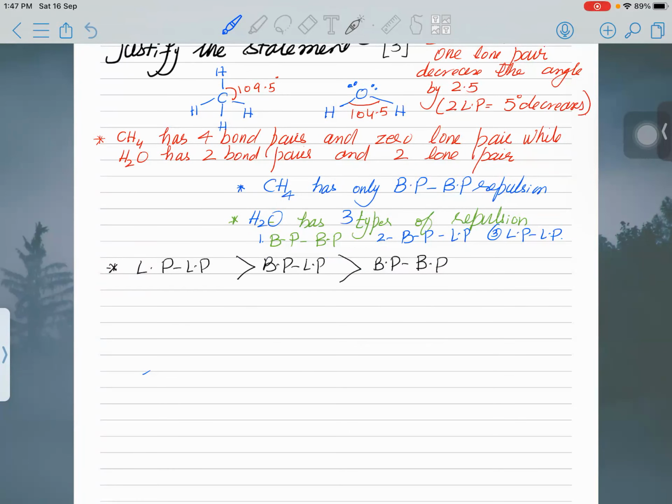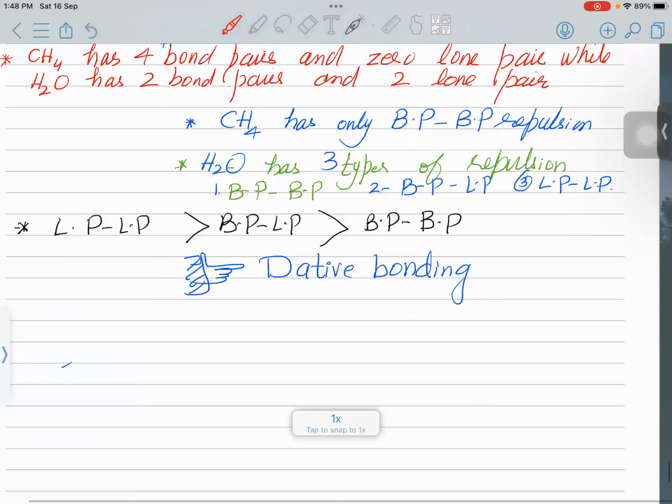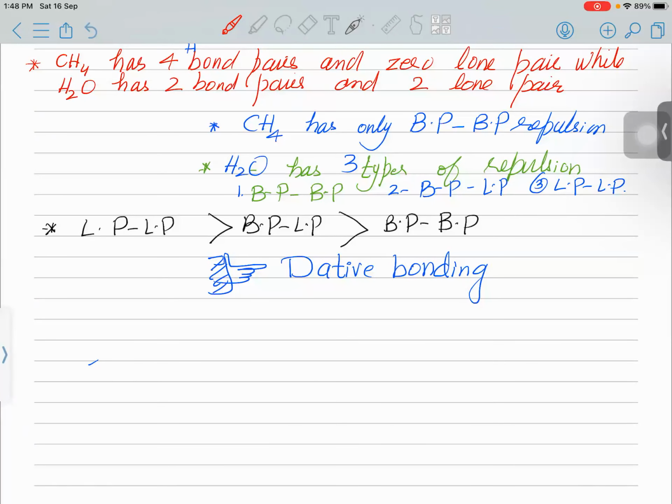Now, third type of bonding. Third type of bonding is dative bonding. We have discussed ionic bonding. We have discussed covalent bonding. We have discussed single covalent bonding, double covalent bonding, triple covalent bonding.